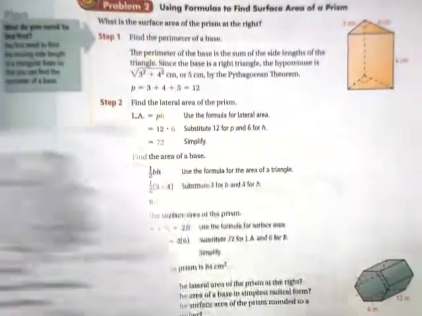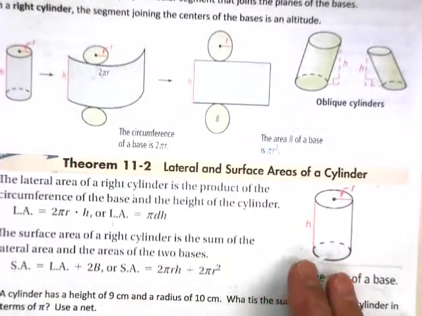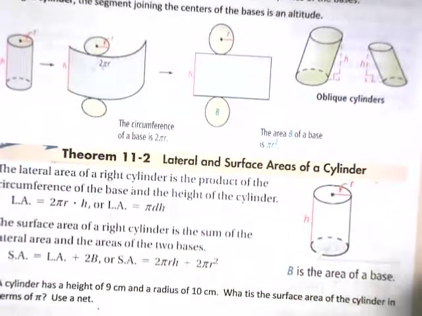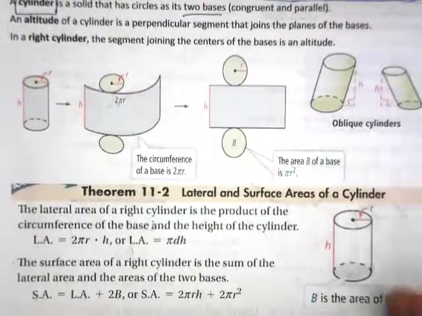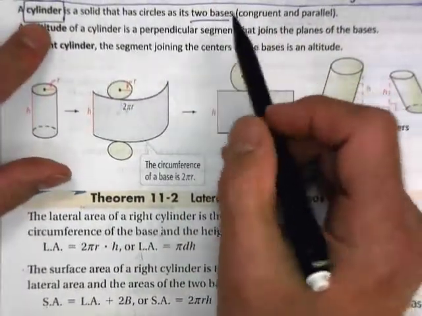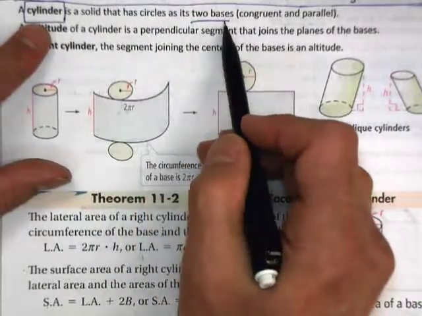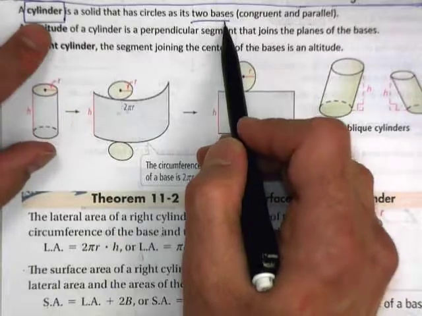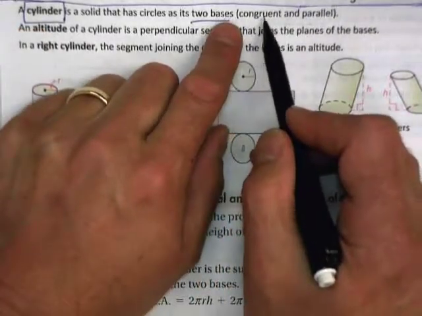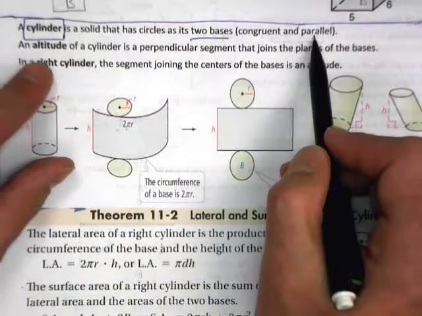Now we're doing cylinders, and you know what? I don't need the book yet. Let's just go straight off the notes. So what is a cylinder? Let's remind ourselves that a cylinder is a solid that has circles as its 2 bases. And those 2 bases, of course, are congruent and parallel in order to be bases.